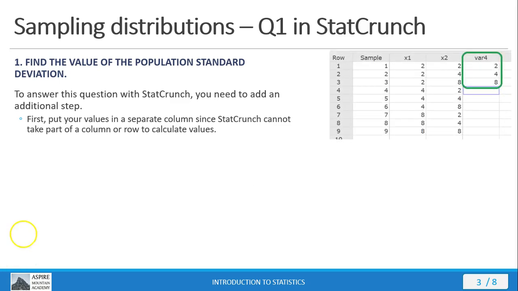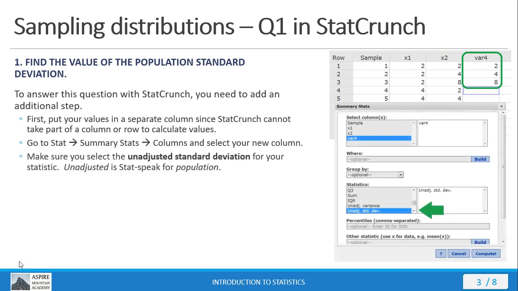So in this case, the data that gets dumped in when I click that icon on my problem is going to look like this, but then I just take the next column over and manually type in the individual values for that population. It's a small enough sample, so it's not that big of a deal. Then I can go into Stat, Summary Stats, Columns, and select the new column where my data was just typed in.